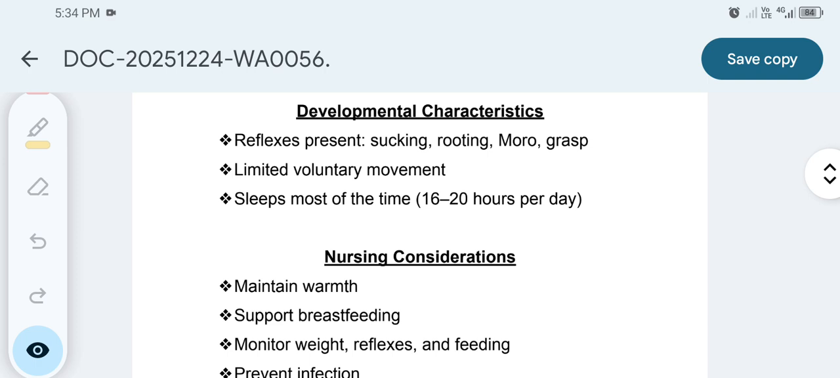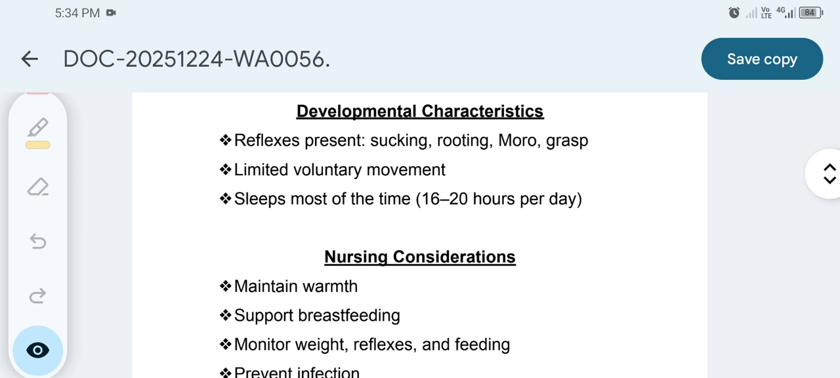go without answering. Okay, they have limited voluntary movement, meaning that a neonate will not have a lot of movements, because most of the movements are made by the parents. They are only turned. Now they are tired, you turn them the other side. That's how it is. And they sleep most of the time, that is about 16 to 20 hours per day.